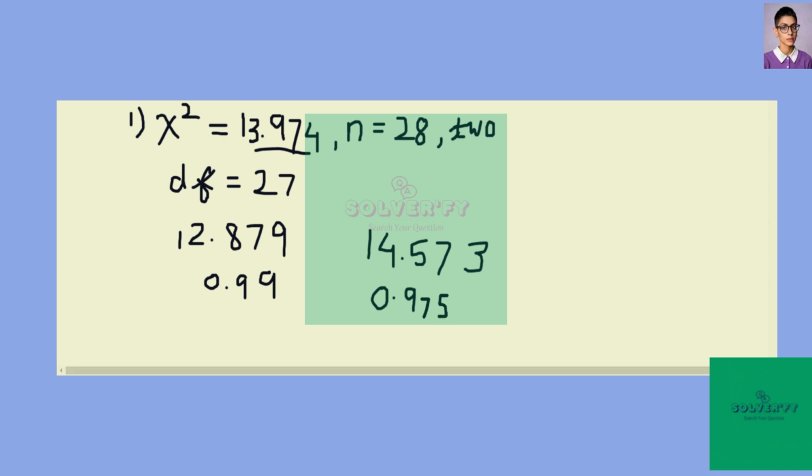Since these values are found on the left side of the distribution, each value must be subtracted from 1. So 1 minus 0.99 gives us 0.01 and 1 minus 0.975 is equal to 0.025.